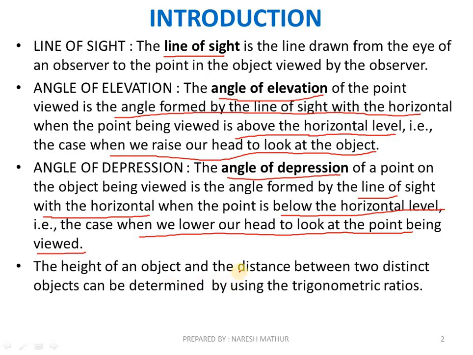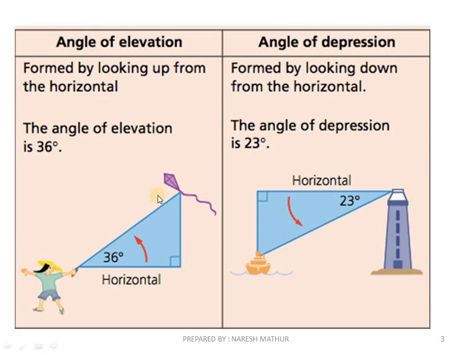And the height of an object and the distance between two distinct objects can be determined by using the trigonometric ratios. For this chapter you have to learn all the values of trigonometric ratios of some specific angles, as well as the trigonometric ratios themselves. Alright, for a better understanding, we have another example of angle of elevation.